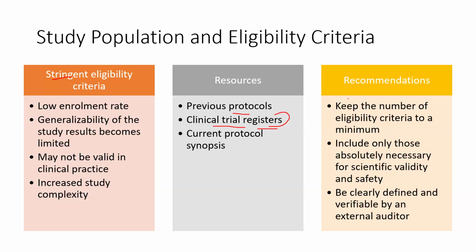So what are the key recommendations? Keep the number of eligibility criteria to a minimum. It should not be something like 10 inclusion or exclusion criteria. Keep them minimum, because if the list is very long, the doctor who is screening the patient for the clinical trial will find the job very difficult. Only include those which are absolutely necessary and valid. Every inclusion and exclusion criterion should be clearly defined, so that tomorrow when an inspector or auditor comes, they can easily verify it.